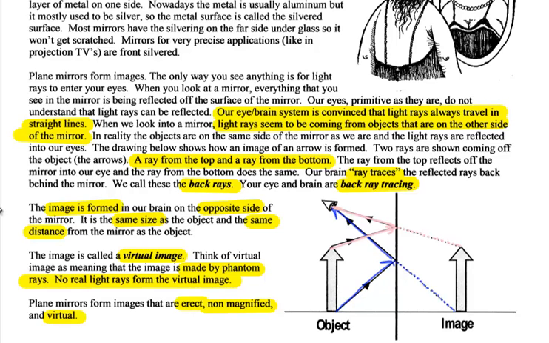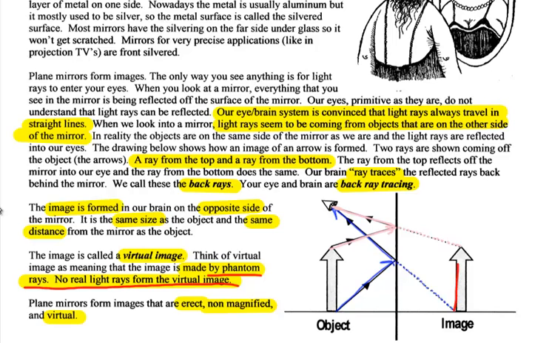Okay, the image is formed in our brain on the opposite side of the mirror. It is the same size and the same distance from the mirror, and we discovered that in the lab. And this is all for a flat mirror. It says the image is called a virtual image, and the reason it's called a virtual image is because it's made by phantom rays and no real light is traveling there.